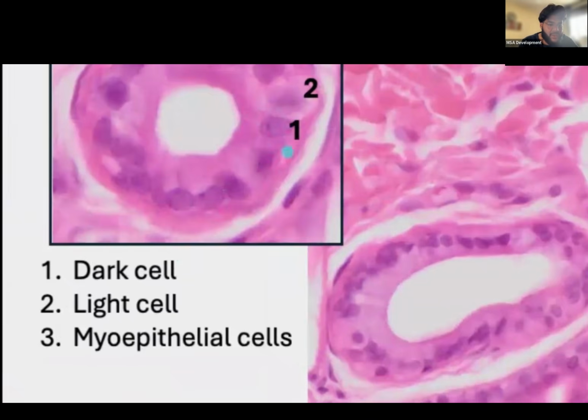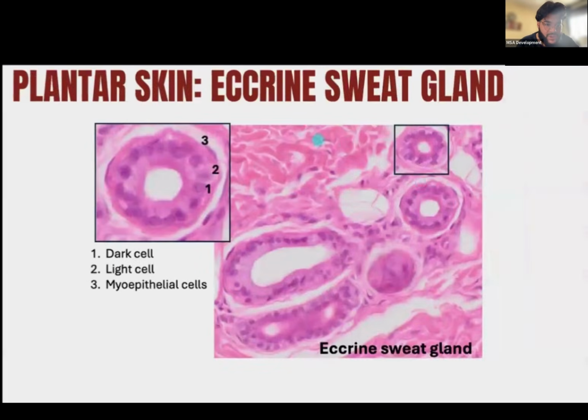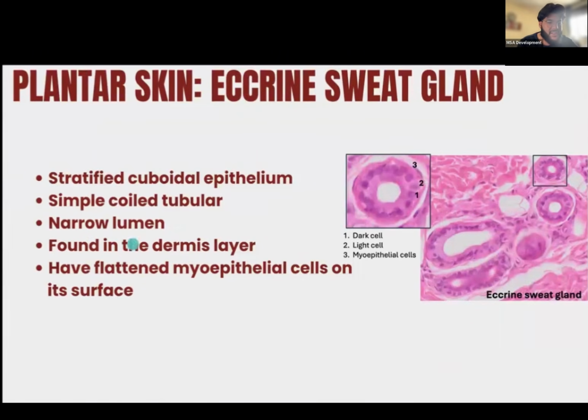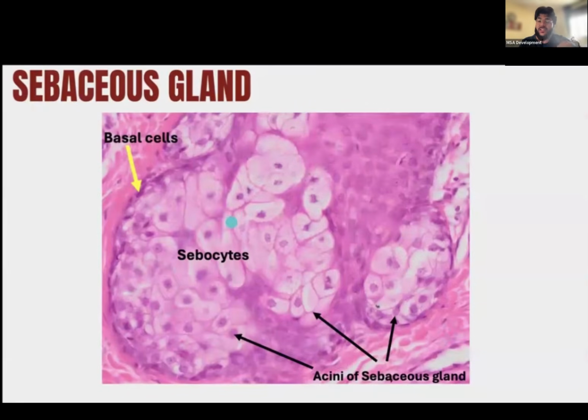Another picture of our eccrine sweat glands. You have our dark cell in the middle, then you have our dark cell and light cell over here. You can see the light cell, and you have the myoepithelial cell surrounding the whole thing, responsible for contraction. Another picture of our eccrine sweat gland. Everything that I said: stratified cuboidal epithelium, simple coiled tubular, narrow lumen, found in the dermis, with flattened myoepithelial cells on its surface. Okay. Next up, our sebaceous glands.